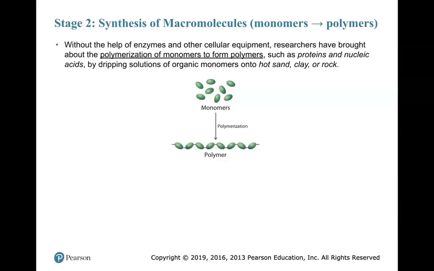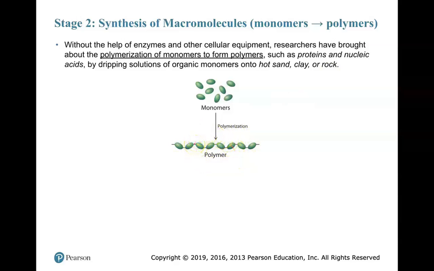Well, scientists have found it does take a lot of time if you don't have an enzyme, but scientists have found that you can actually go from monomer to polymer by just dripping solutions of these monomers onto hot sand, clay, or rock. So if you have something at a hot temperature, that sand, clay, rock, like early Earth would have had, you can actually, over much time, get a monomer to a more complicated polymer. Those bonds will just form themselves, given that high heat environment.